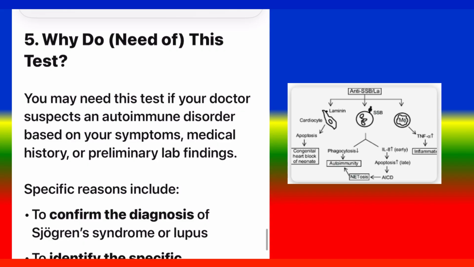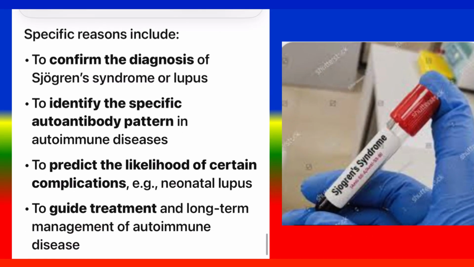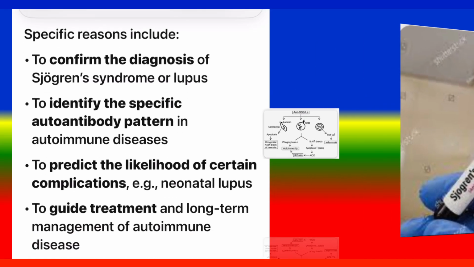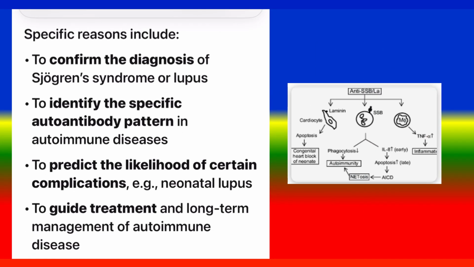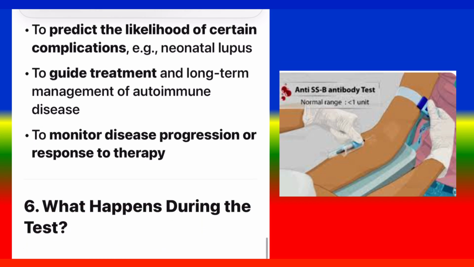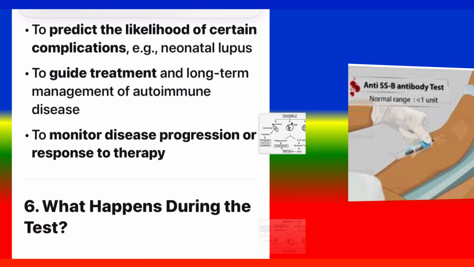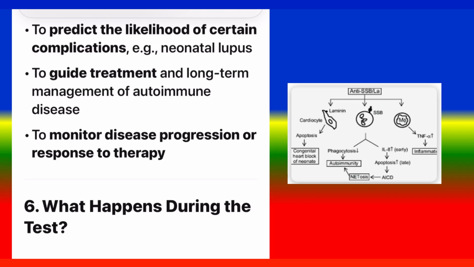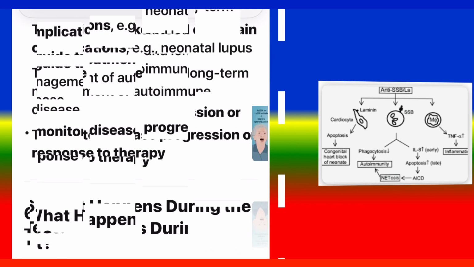Number 5. Why do I need this test? You may need this test if your doctor suspects an autoimmune disorder based on your symptoms, medical history, or preliminary lab findings. Specific reasons include to confirm the diagnosis of Sjögren syndrome or lupus, to identify the specific autoantibody pattern in autoimmune diseases, to predict the likelihood of certain complications, e.g., neonatal lupus, to guide treatment and long-term management of autoimmune disease, to monitor disease progression or response to therapy.